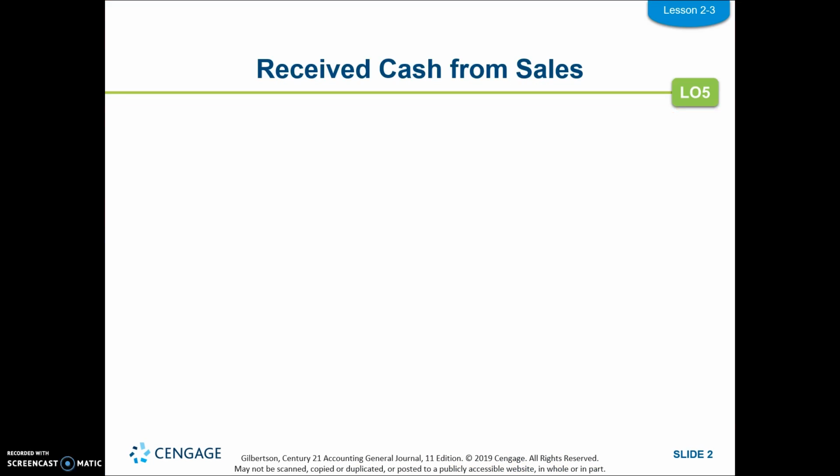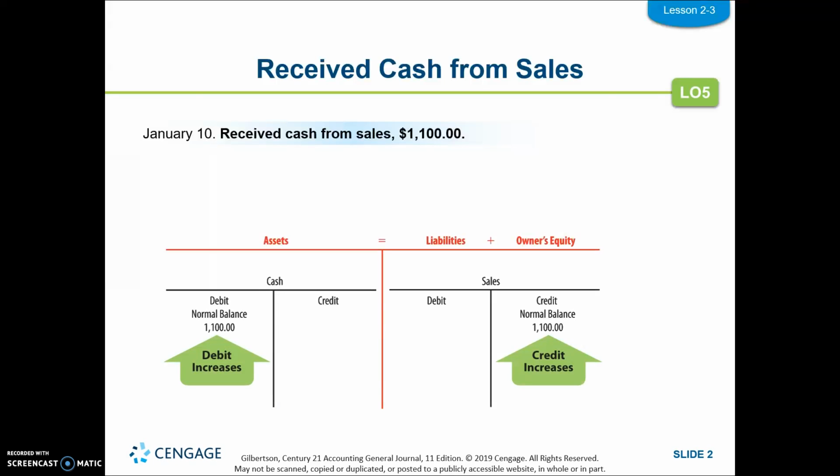So first of all, we're going to receive cash from sales. Remember, this goes back to our realization of revenue. So on January 10th, received cash from sales, $1,100. So we received cash. We've got to remember our four questions. What two accounts are going to be affected? We received cash, so cash is going to be one, and sales is the other one.